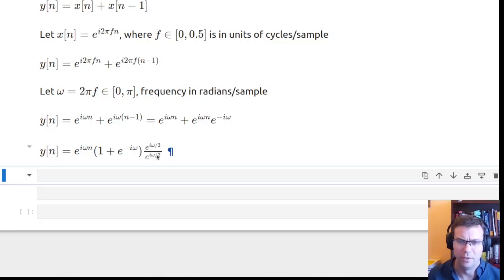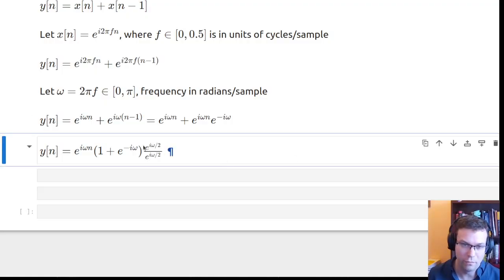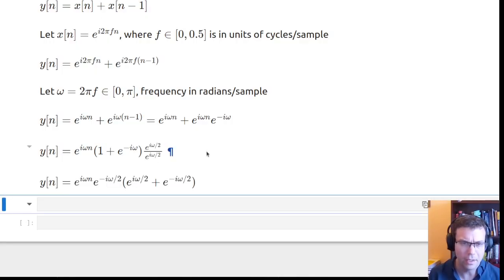For any omega, this is going to be non-zero. So this will be 1. Just the 1. But why would I do that? Well, now I can actually distribute the numerator of this through here and the denominator of this through. And I end up with this expression.